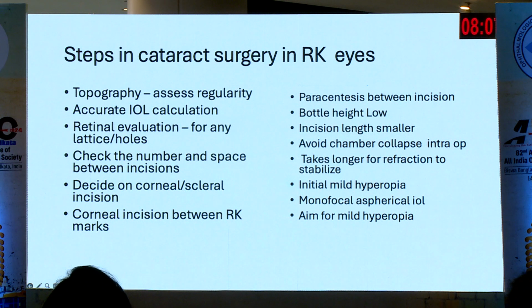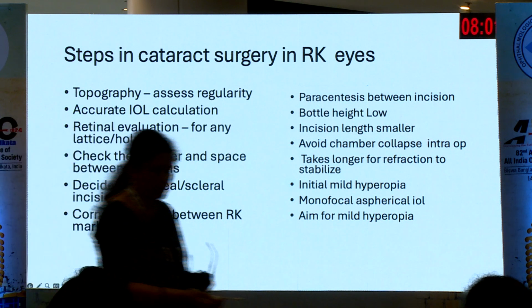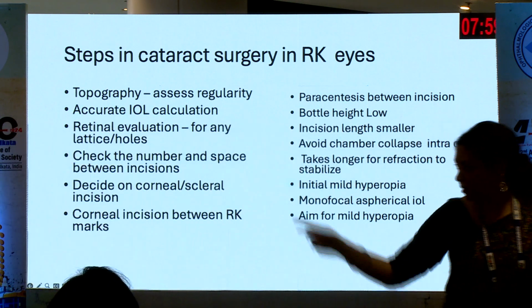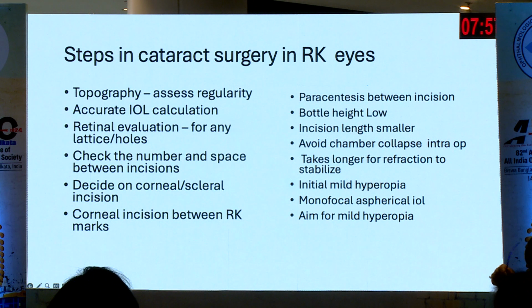With respect to the cornea, before you plan the surgery, you need to know the number of cuts, because you need to decide whether you are going to make a corneal incision or a scleral incision. If you have fewer than 8, say a 4-incision RK, then you can even make a corneal incision. But if you have 8 or 16 cuts, then you would probably want to make a scleral incision. Whether it's your side port or your corneal incision, the width has to be within the cut margin, so that it doesn't cause a rip-off of the RK incisions.